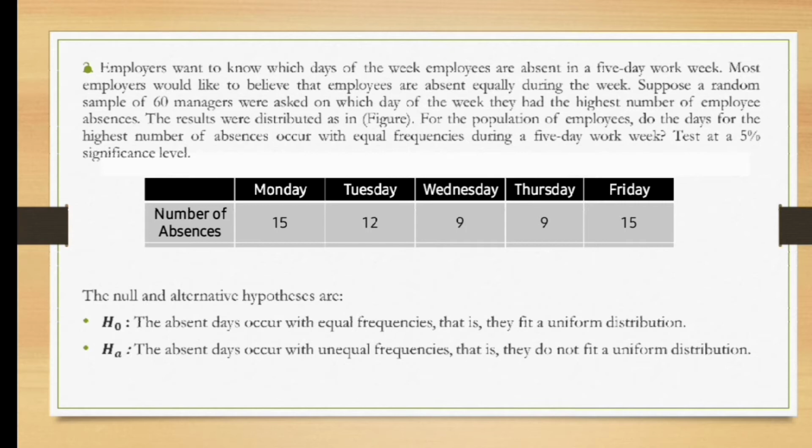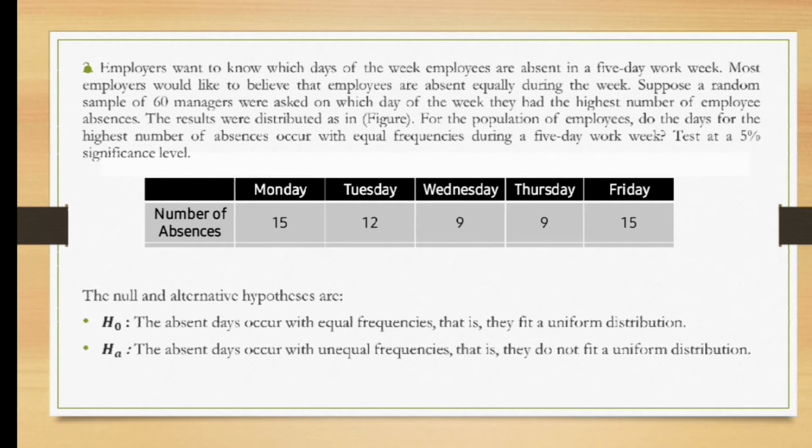So employers want to know which days of the week employees are absent in a 5-day work week. Most employers would like to believe that employees are absent equally during the week. Suppose a random sample of 60 managers were asked which day of the week they had the highest number of employee absences. The results are distributed as in the figure. For the population of the employees, do the days for the highest number of absences occur with equal frequencies during a 5-day work week? Let's test at a 5% significance level.